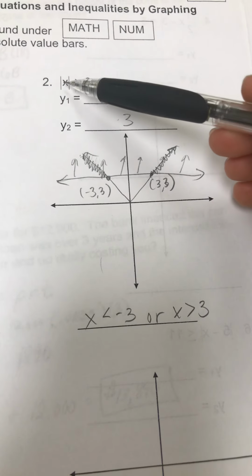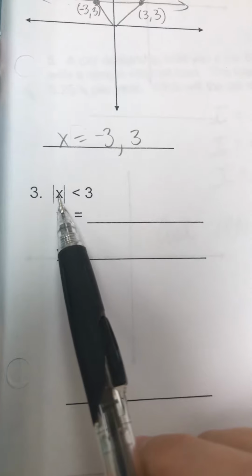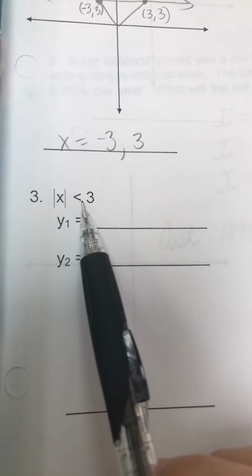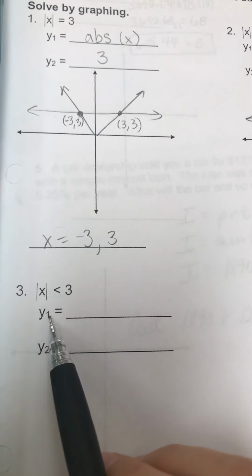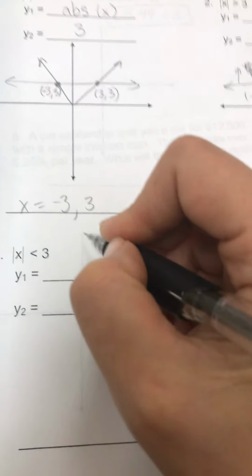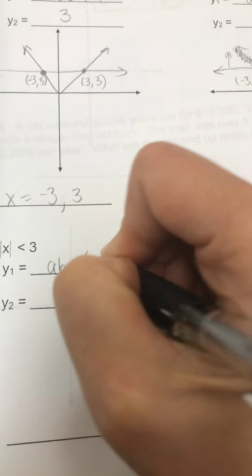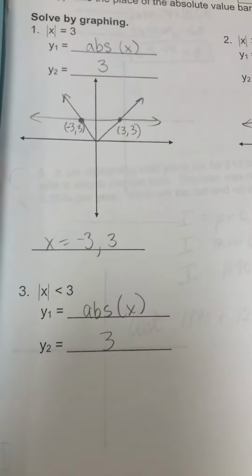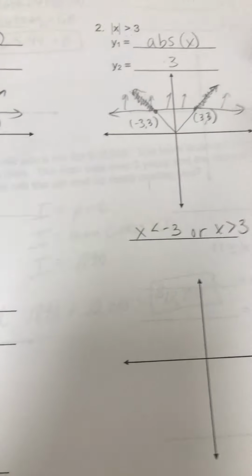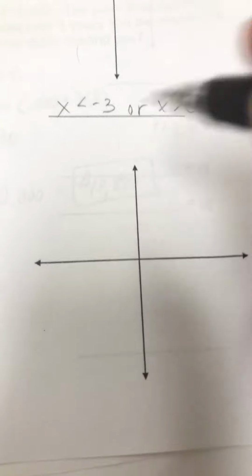Okay, so now we're going to look at it. Here we did the absolute value of x is greater than 3. Now we're going to do the absolute value of x is less than 3. Look, your y1 is abs(x) and your y2 is 3, just the same as it was up here and over here. So what do you think? Your graph is going to look exactly the same.